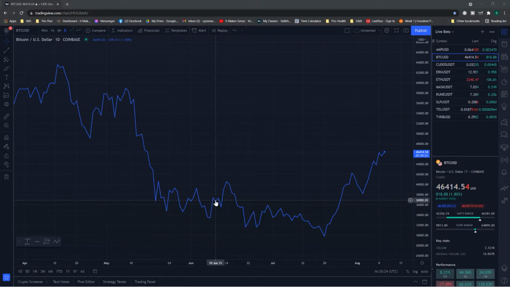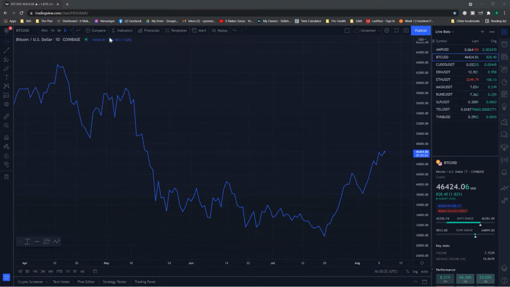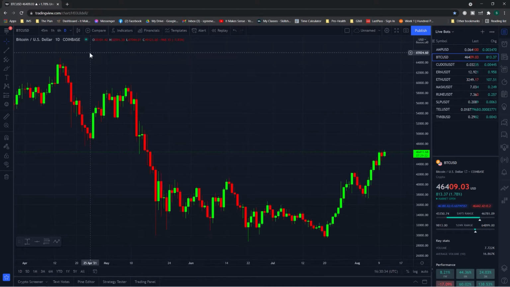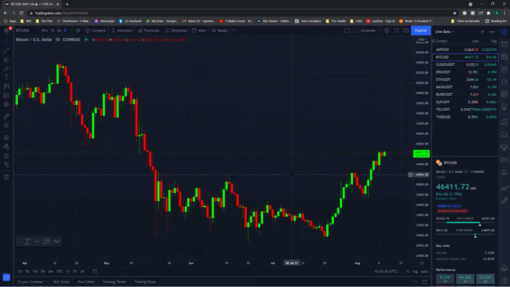Line charts are fine if you want to see the historical price and trend of a cryptocurrency, but most investors use what's known as a candlestick chart. So let's change our chart to a candlestick chart. All I have to do is go right here, change it to candles, and that is a candlestick chart.